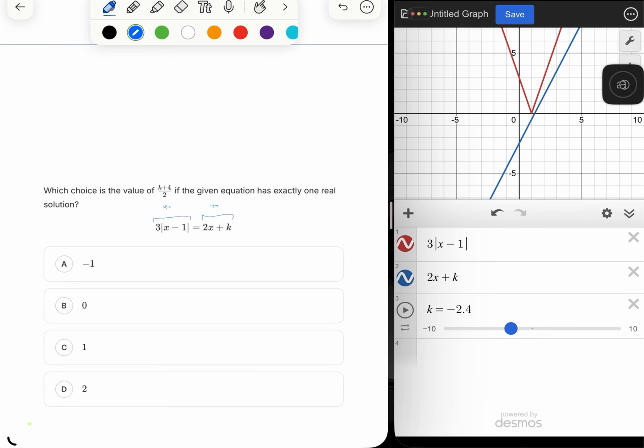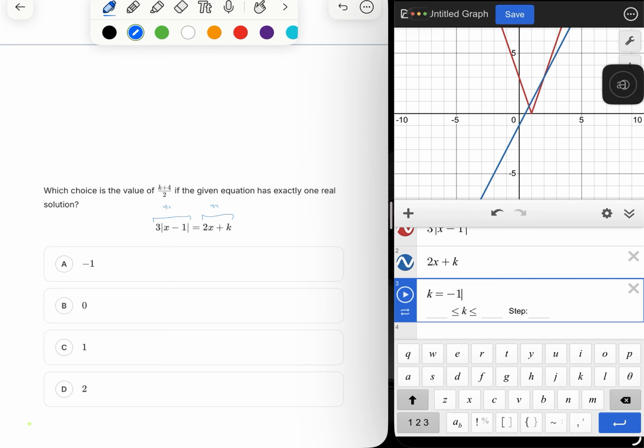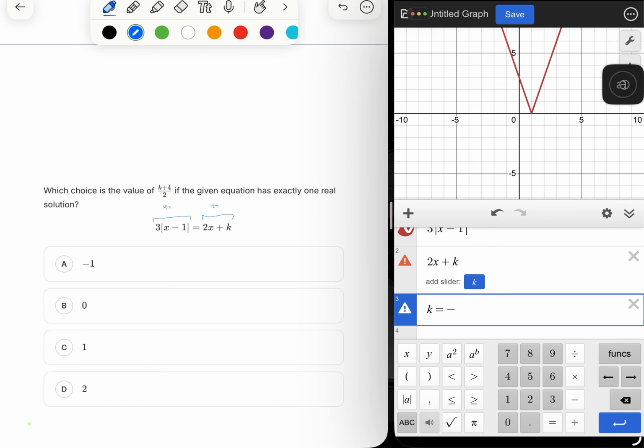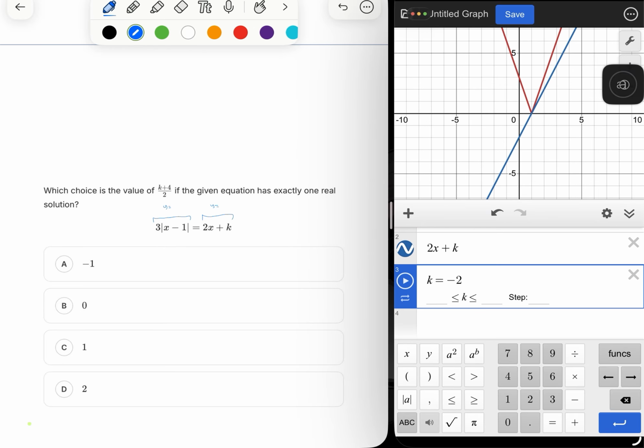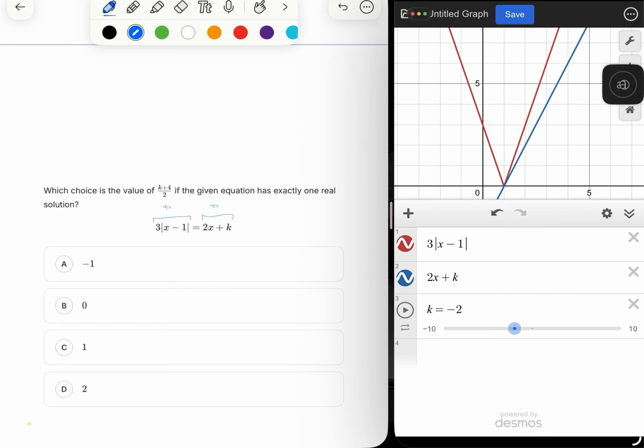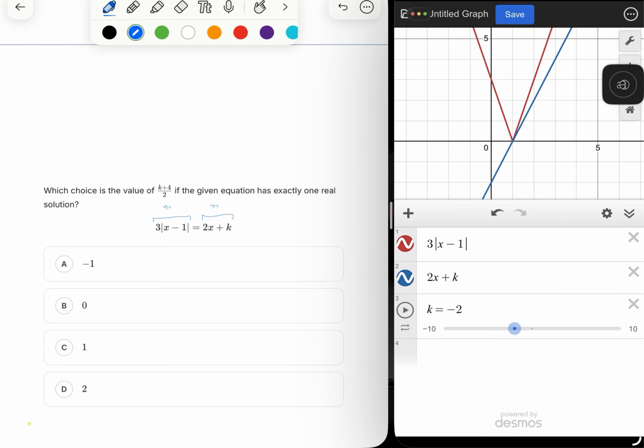So you have to find what value of k makes it so that these systems only intersect at one point. And if you move the slider, eventually you're going to get that the value of k is a very good number here. It's -2. So when k is equal to -2, the system has only one solution, and that's at the point x equals 1, y equals 0.